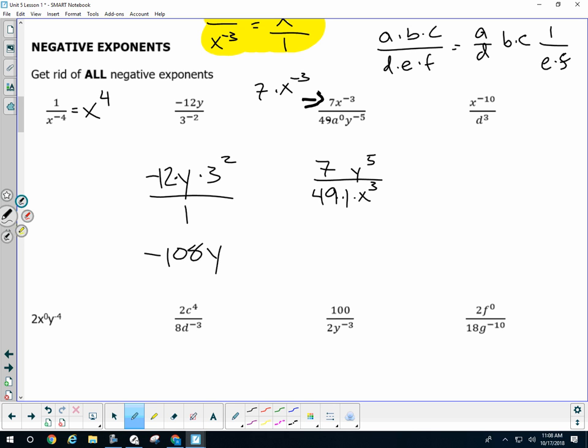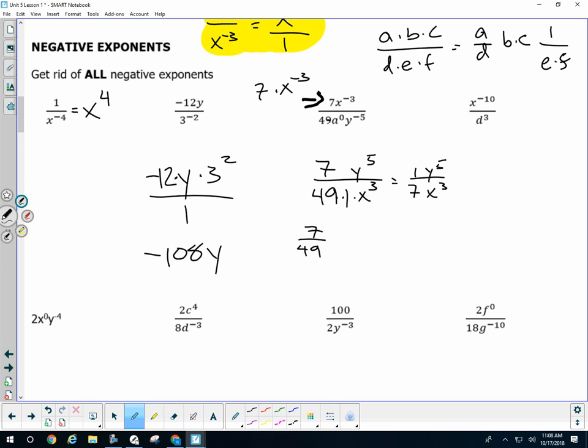Similar to what I showed you up here. If you have some stuff in fractions being multiplied, you can move things, divide anything that you want at any time as long as there's just multiplication. I can take this 7 and divide it by 49. That's 1 over 7. So I can make this a 1 y to the fifth over 7 x cubed.